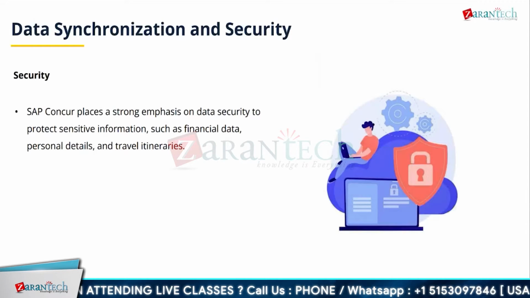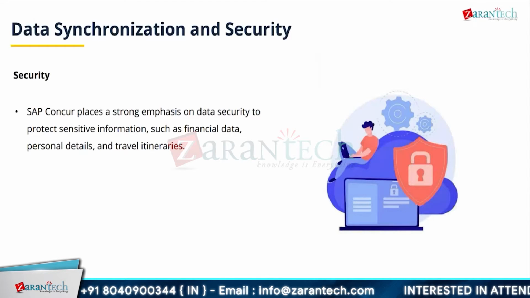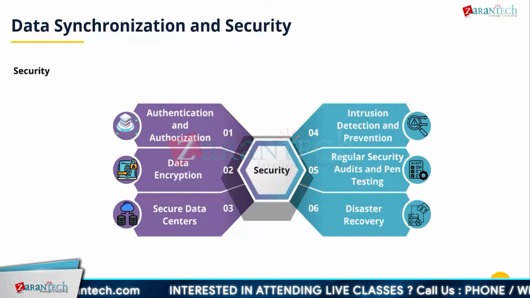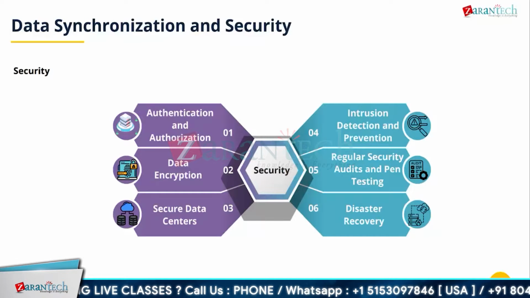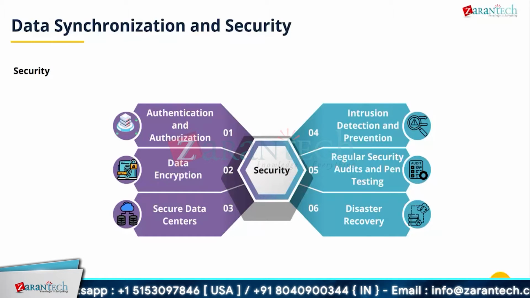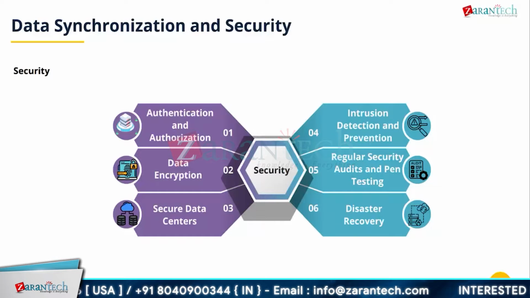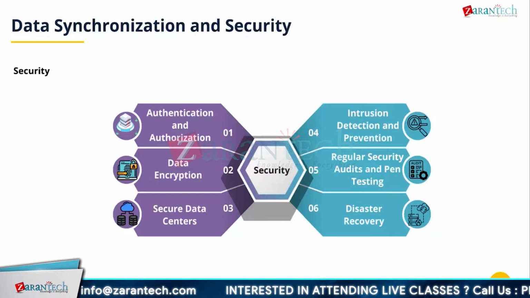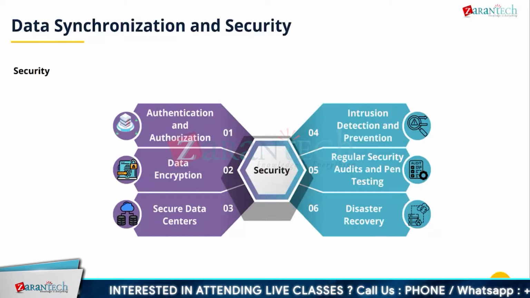Here it talks about security. SAP Concur places a strong emphasis on data security to protect sensitive information such as financial data, personal details, and travel itineraries. So security is like shown in the picture. The first is authentication and authorization. Then comes data encryption. Then secure data centers for intrusion detection and prevention. Then regular security audits and pen testing. And finally, disaster recovery.